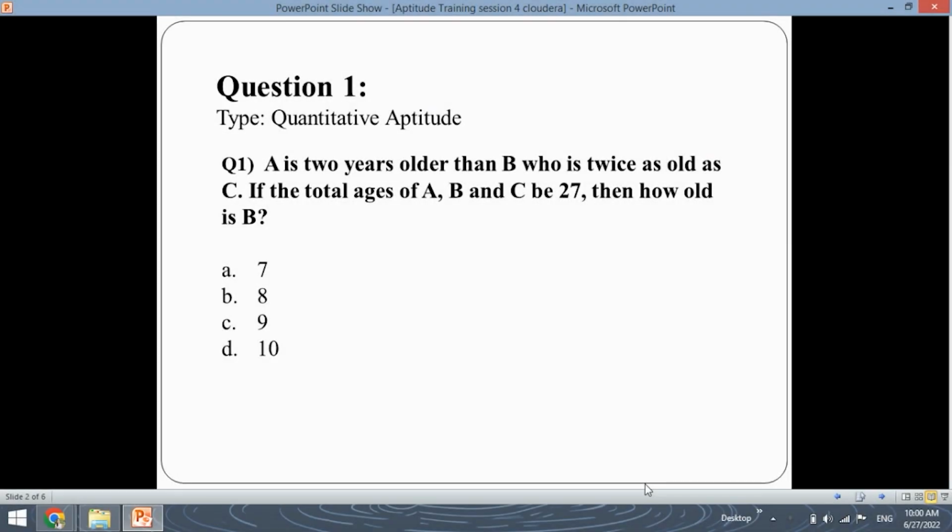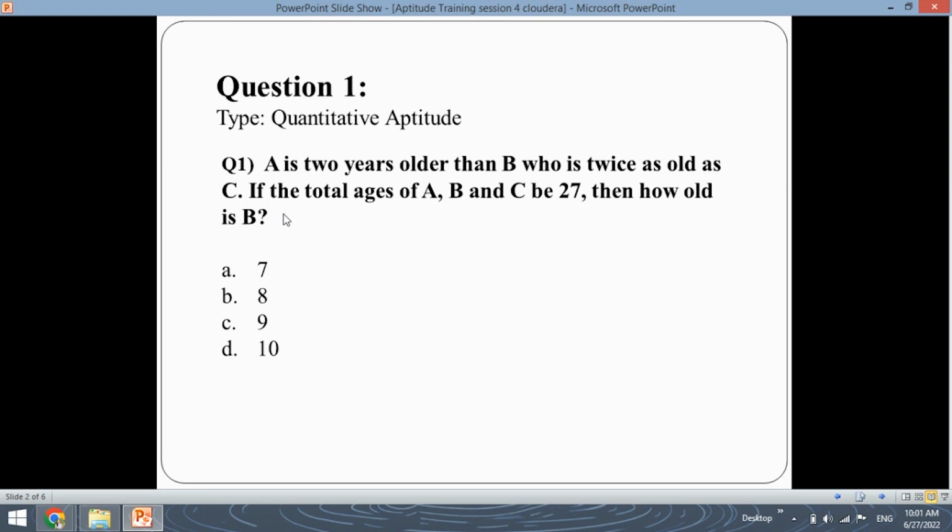This is question number 1, which is of the type quantitative aptitude. So first let's read out the question. The question says that A is 2 years older than B, and B is twice as old as C. If the total ages of A, B and C are 27, then how old is B?